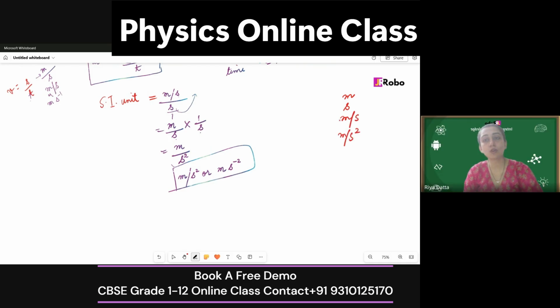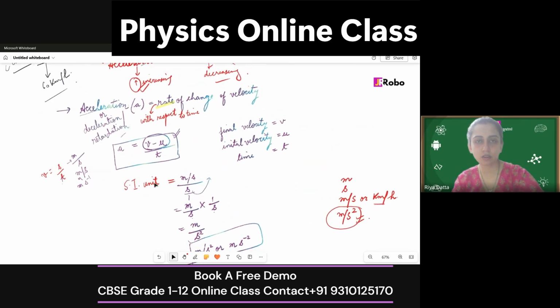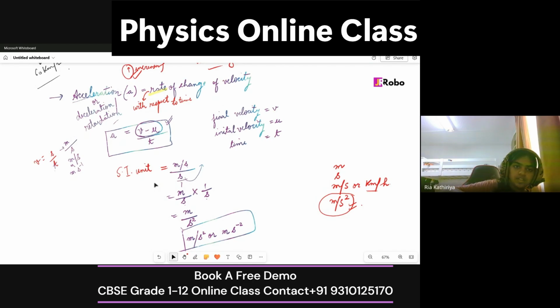In case of speed or velocity, I also told you that we can also use the unit kilometer per hour. But for acceleration, meter per second square is the only unit which we use. It very rarely happens that we use units like kilometers or hours. Otherwise, it's always meter per second square.